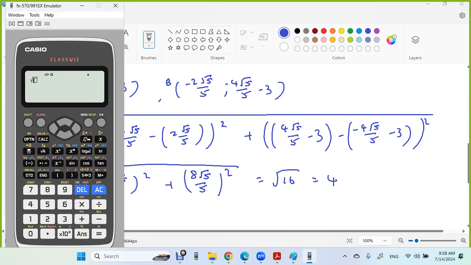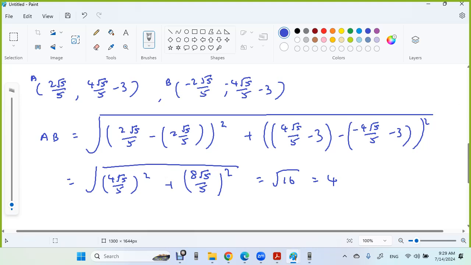So if you just use this way, this is 4 square root 5 over 5 squared plus 8 square root 5 over 5 squared, then it's 4. This one is 8, not 4. This is 8, then it's 4 here.